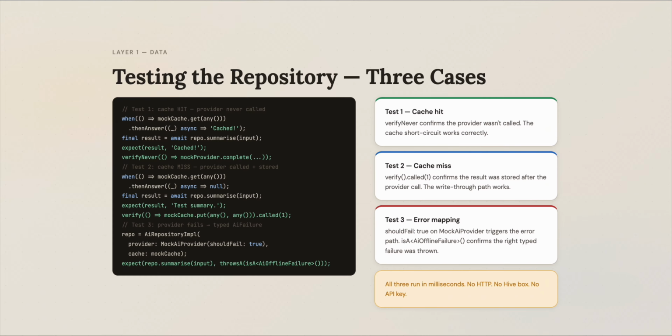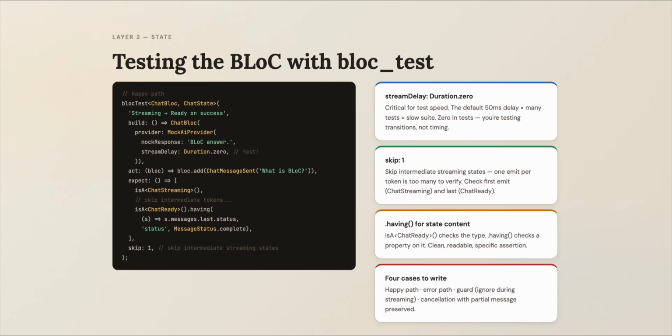The BLoC is the hardest thing to test in an AI-powered app because it consumes a stream that emits values over time. A stream that can error, a stream that can be cancelled. So you can only imagine the amount of things you need to test. The stream delay key that holds the duration to 0 is critical for test performance. The mock AI provider stream delay defaults to 15 milliseconds, but in tests, set it to 0. You're not testing the delay, you're testing the state transitions.